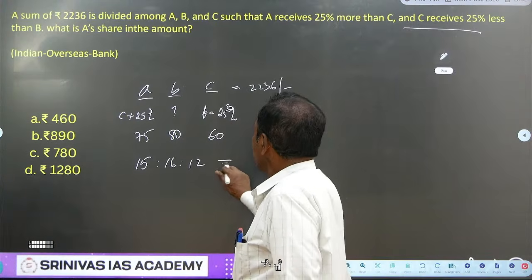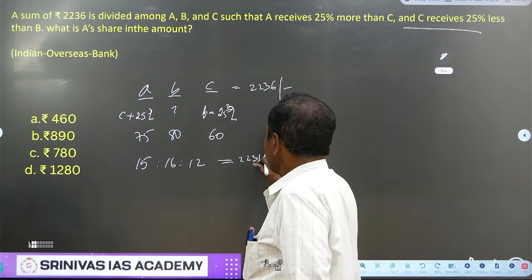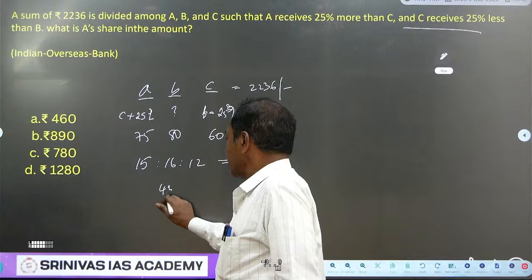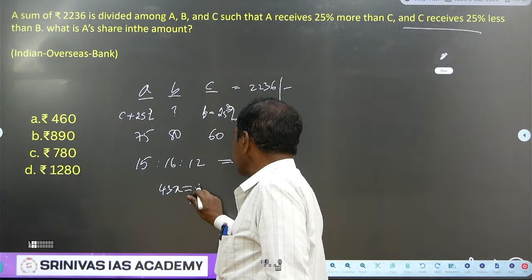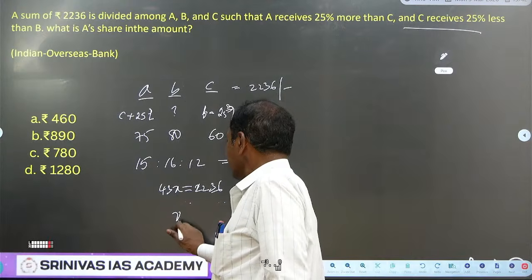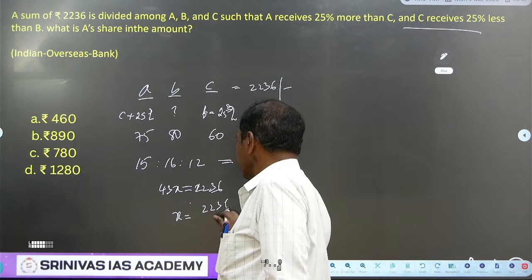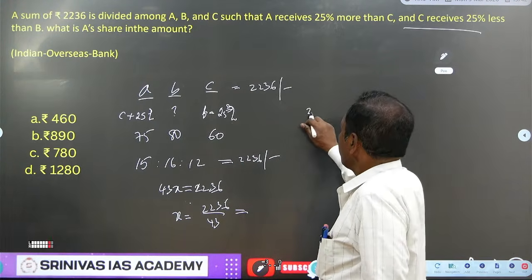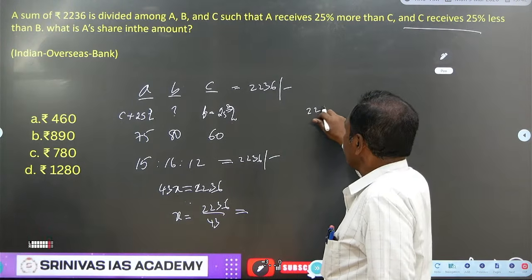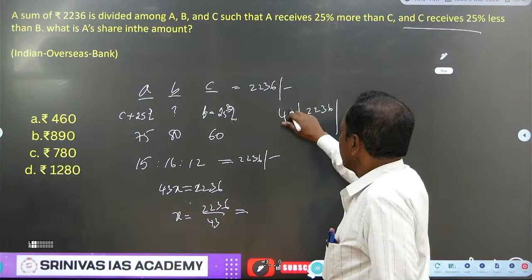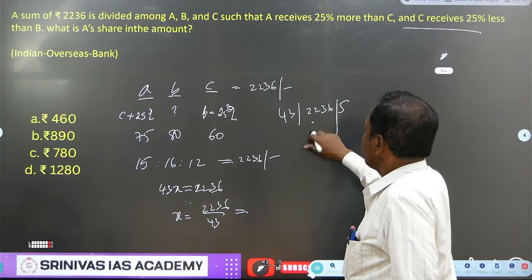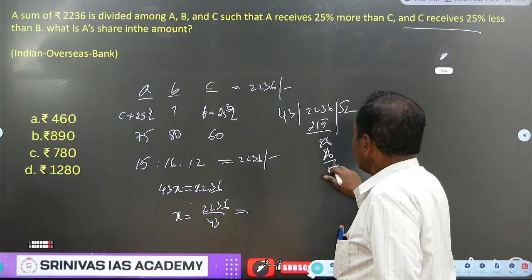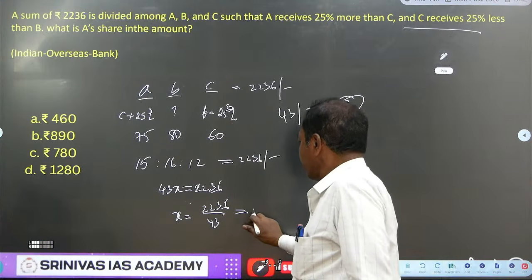That's all. Total is what? 2236. The total ratios is equal to the total amount. 15 plus 16 plus 12 is 43. 43x equals 2236. X equals 2236 by 43, which is a prime number, so straight away we have to do the dividing job. 2236 by 43. 5 times 43 is 215. See the 8, 6, 15. The zeros. This is 52. X value is 52.